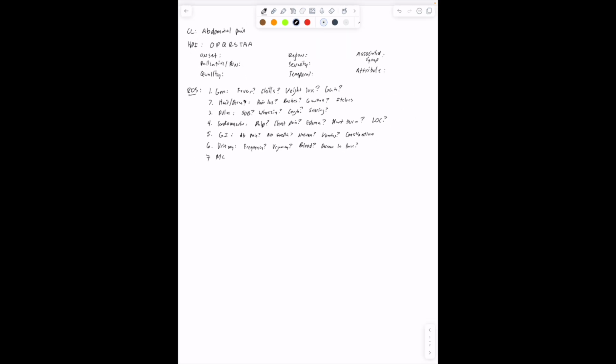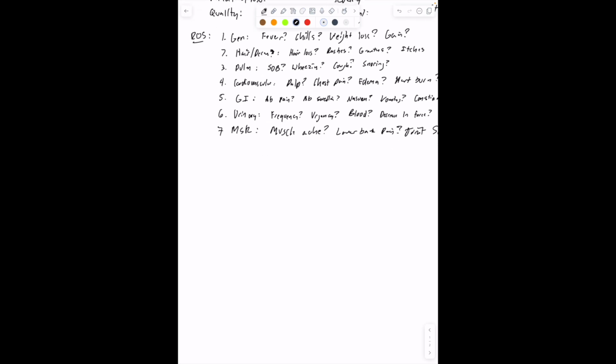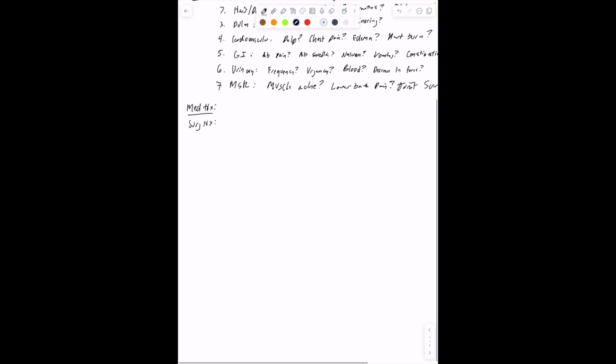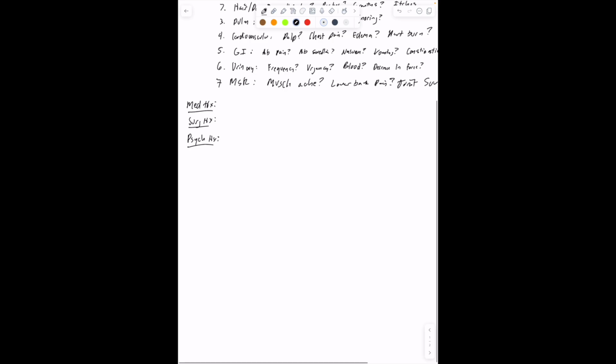And then our usual MSK, muscle ache, lower back pain, joint swelling, and then joint pain. Okay, then we want to take our histories. So medical history, have you had any significant medical problems in the past? Surgical history, have you had any surgeries in the past? Psych history, do you have any current psychological concerns or major psychological concerns in the past?